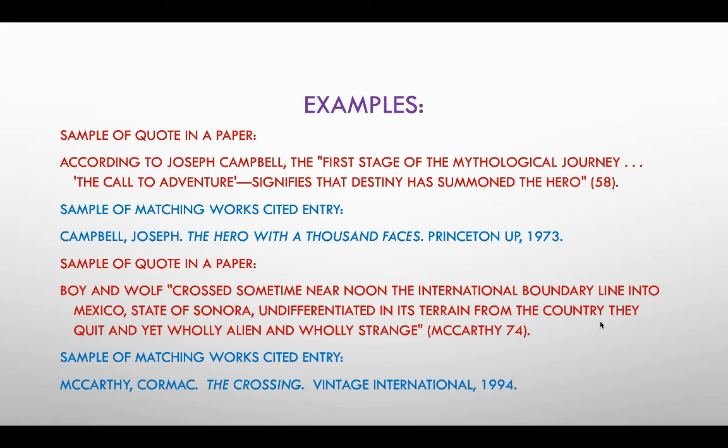These are some examples of quotes in a paper. According to Joseph Campbell, the first stage of the mythological journey, the call to adventure, signifies that destiny has summoned the hero. And then the number 58 in parentheses. The sample of a matching works cited entry would be underneath in blue: Campbell, Joseph, The Hero with a Thousand Faces, Princeton University Press, 1973. There's another sample of a quote in which we have the author's last name and the page number, and then the sample works cited entry follows that.